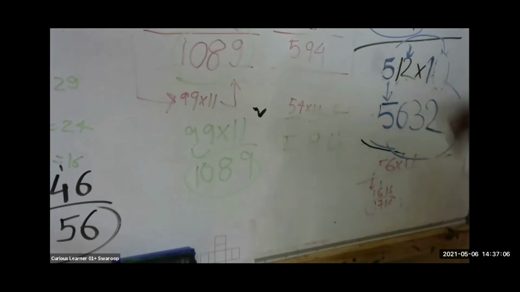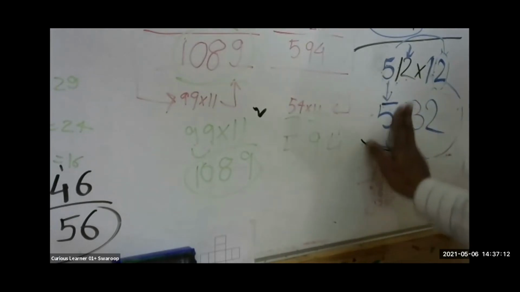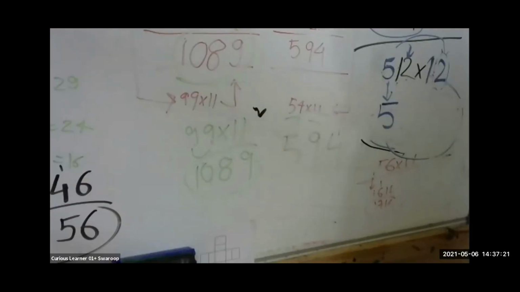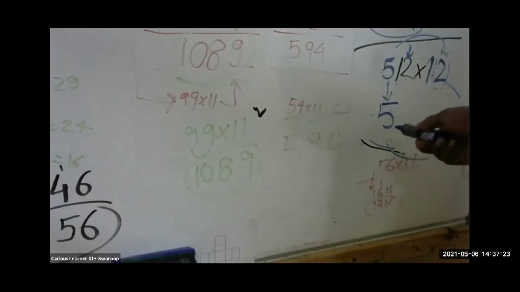And the same thing you can do with, can you do it now with 12? With 12 also same thing you have to do. 512 by 12. 5 as it is.